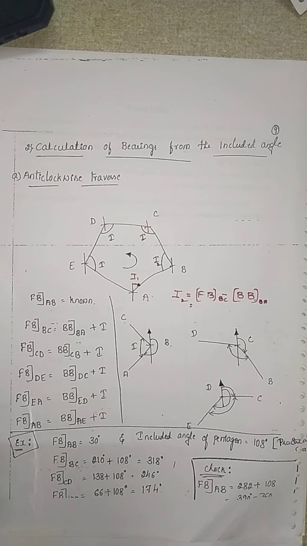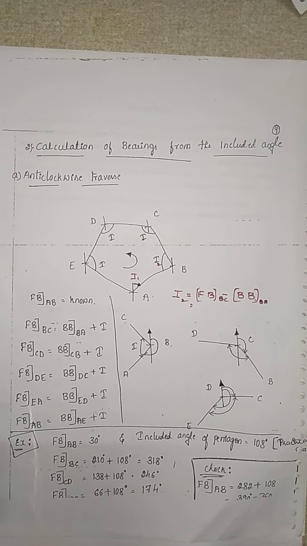In the previous classes, we have seen how we needed to convert the whole circle bearing to quadrantal bearing system and quadrantal bearing system to the whole circle bearing system. And also we have solved some problems on the conversion of the different bearing systems. And also we have discussed what is included angle and how the included angle can be calculated.